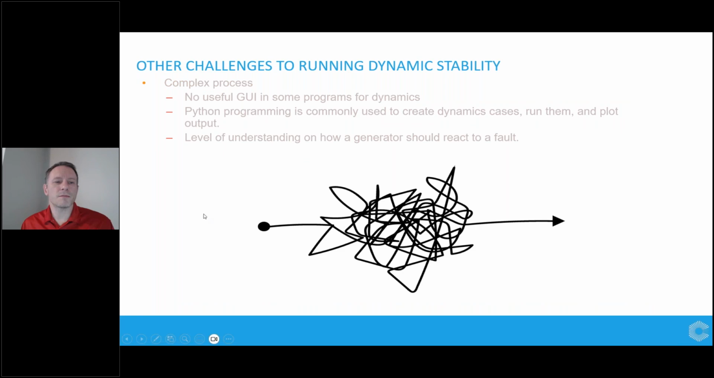Some of the other problems that go along with this is that a lot of these programs are generally a little bit older, and they're not very GUI friendly. There's a lot of programming that goes into it, usually Python for most of them, and you also have to be able to read the graphs that are output and know at a glance what they mean. So there's a lot of both technical and engineering understanding that has to go into it.